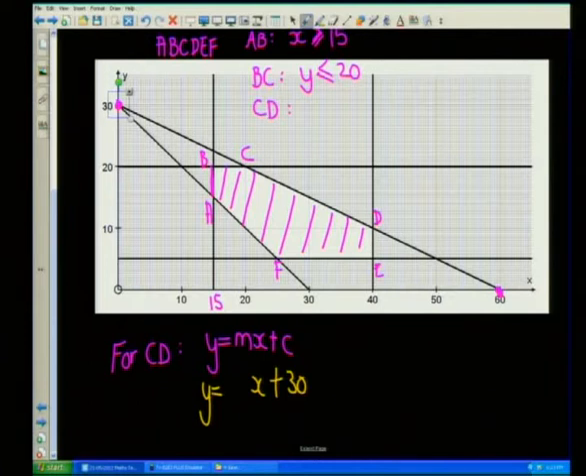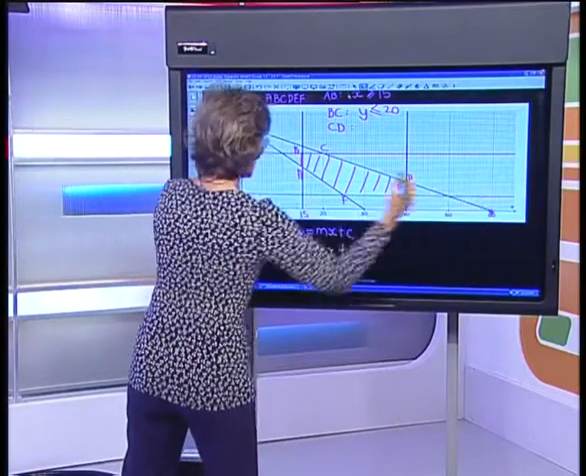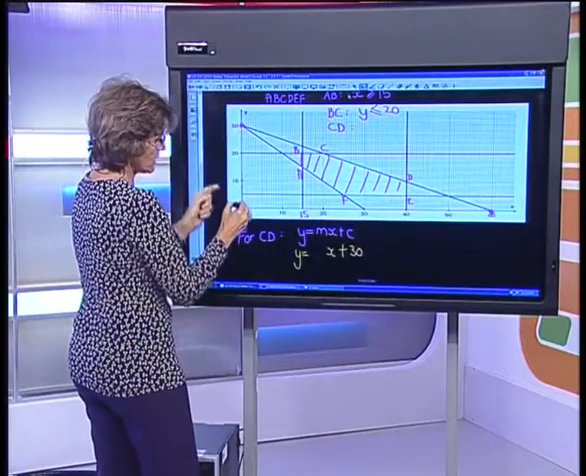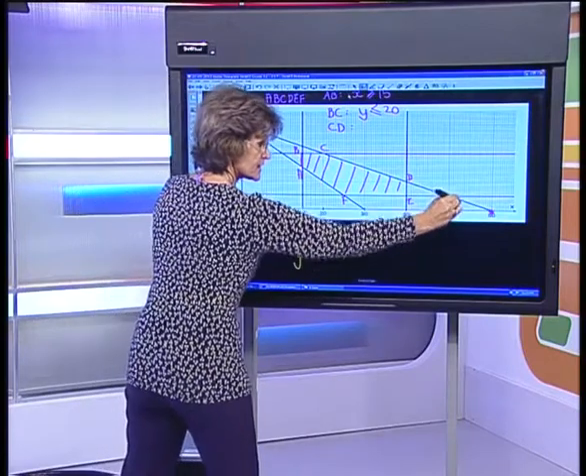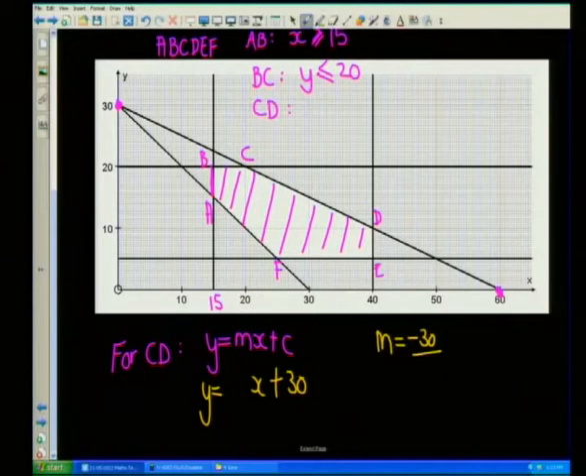Now visually, I don't even need my formula. I can see that if I was going to get from this point to that point, as x increases, can you see that what I would be doing is going down 30 and across 60? So my gradient would be down 30 units and across 60 units. Okay, down 30 till I got to the origin, across 60. So my gradient of this line is actually negative a half. Okay, so what I now have is my constraint for CD to be y equals negative a half x plus 30.